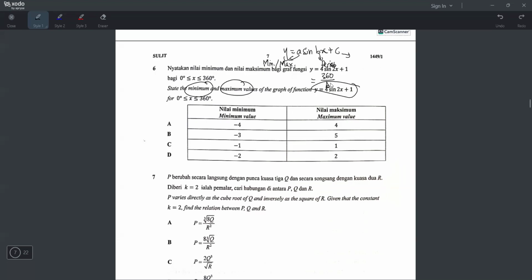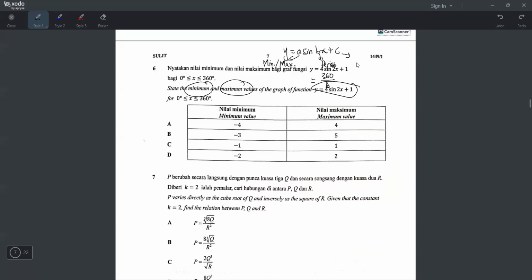But if your b is 2, then your period will be 360 divided by 2, which is 180. That means by the time you reach 180, you already complete one full cycle, one full graph. It means by the time you reach 360, there will be two graphs. All right, that's the b.